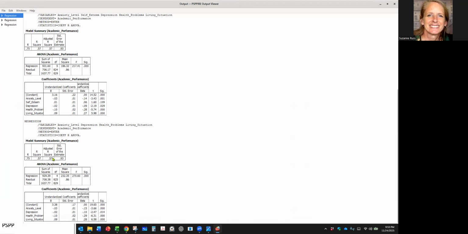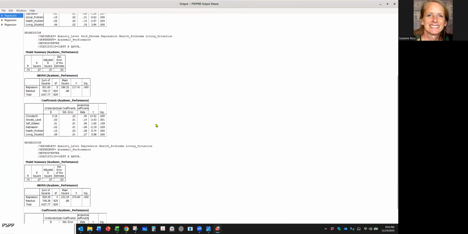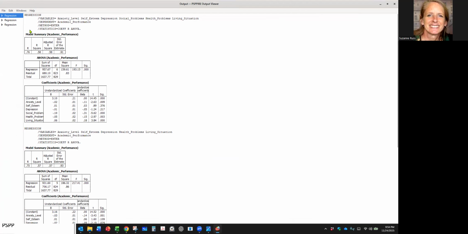So we still have that adjusted R squared of 0.47, more than half the variance explained, which is really good. Now, all of these are significant, including depression. So it's kind of interesting, as you pull out the overlap between depression and self-esteem, we end up having depression become significant. But I still think in this case, we're going to leave all these predictors in.